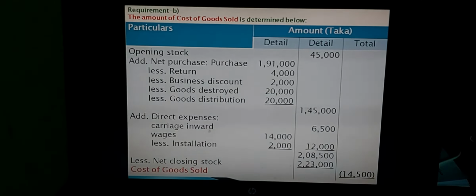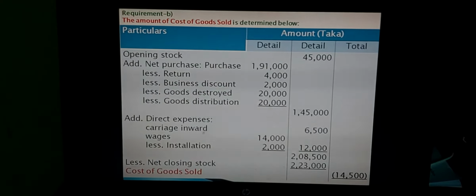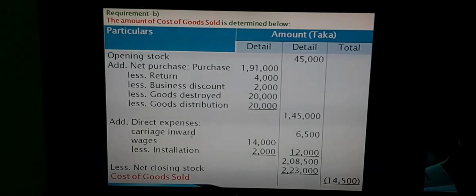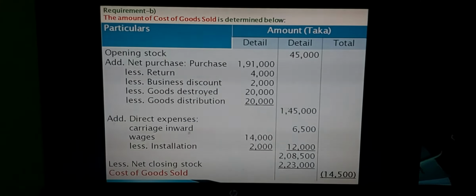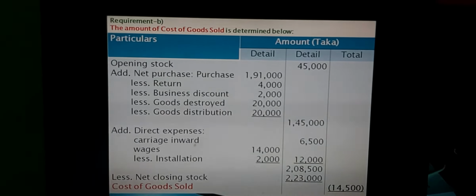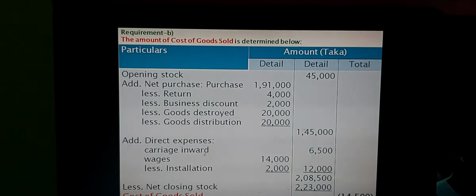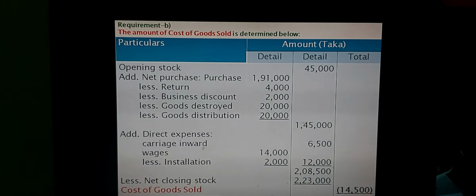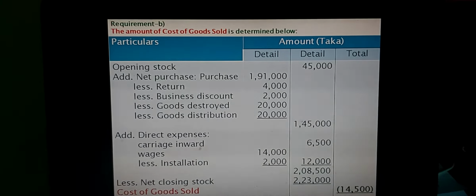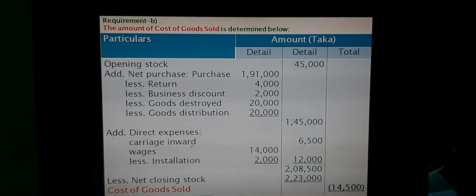And then you can go to the adjustment. Goods destroyed, goods lost, and goods decreased, then purchase amount to be decreased. At this table you can deduct it from the purchase amount taka 20,000, goods destroyed. Another one, adjustment number 3, goods distributed to customer at free of cost taka 20,000.